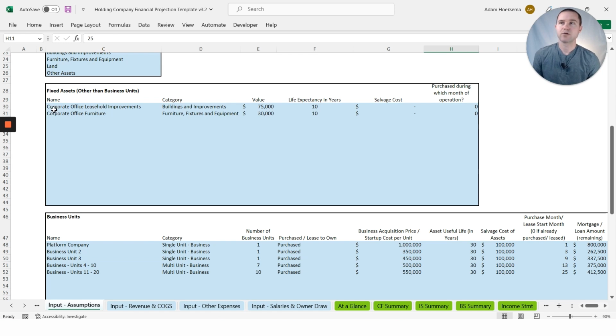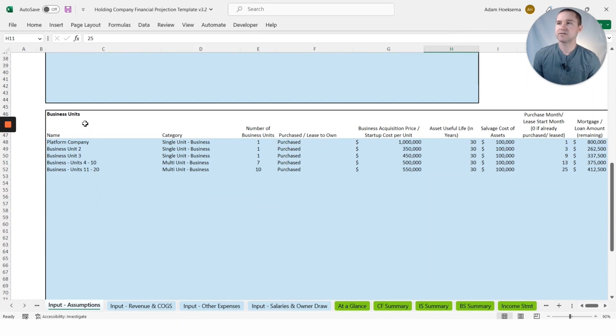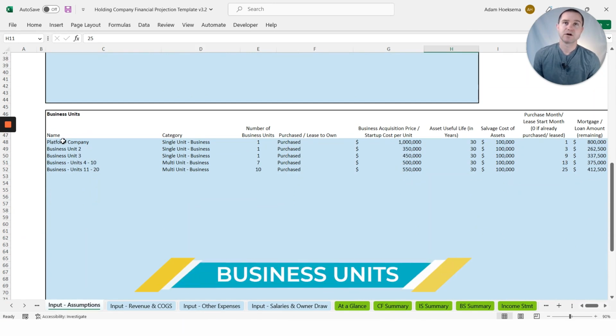So let's say you have a corporate office and you did some leasehold improvements, $75,000, and maybe bought $30,000 worth of furniture for the corporate office. You could put that in here. Now here's where we get into the details of the individual business units that you'd be acquiring.